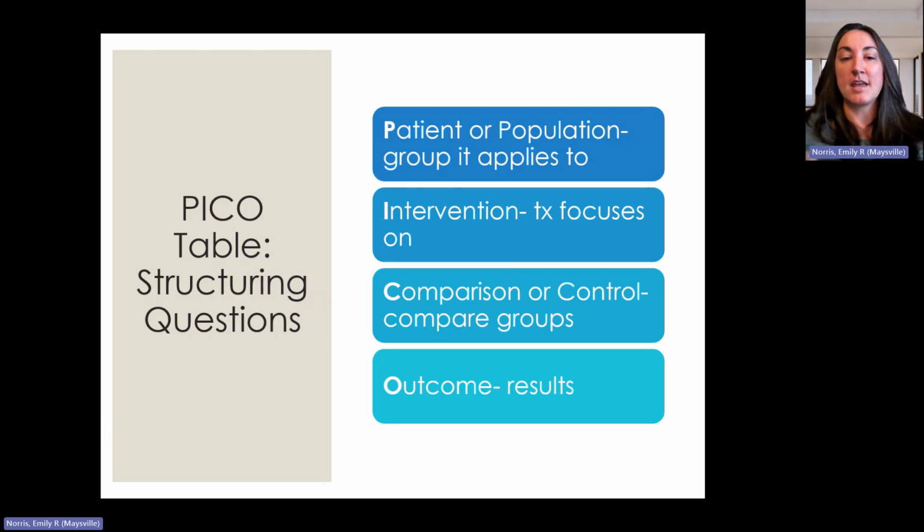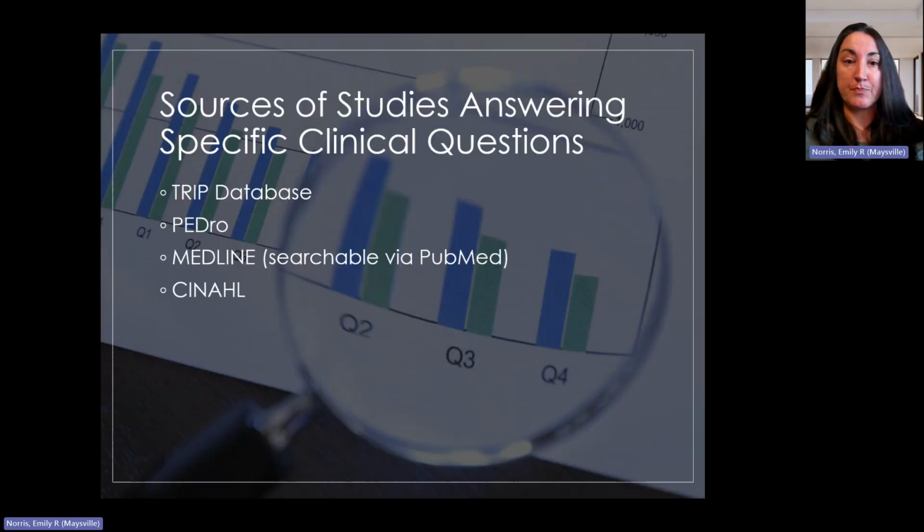PICO is an acronym for Patient, Intervention, Comparison, and Outcomes. It's a way of looking at research to determine what you're reading and how to use it effectively. So patient is the population or group that the research applies to. Intervention is the treatment that they have focused on. Comparison is saying, was there a control group or was it just one group that was looked at? And then the outcome, what were the results of the research?